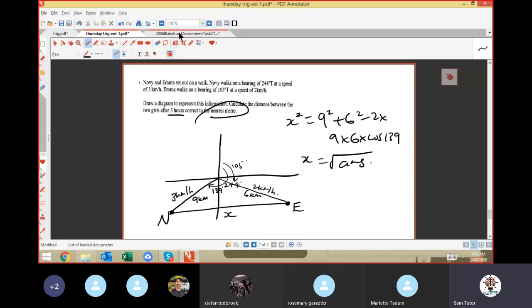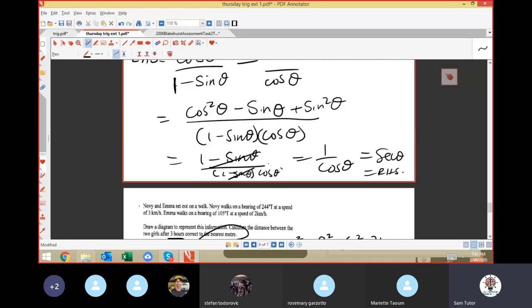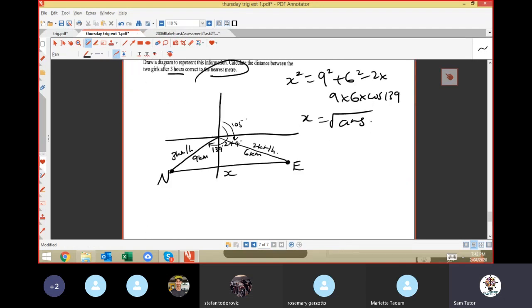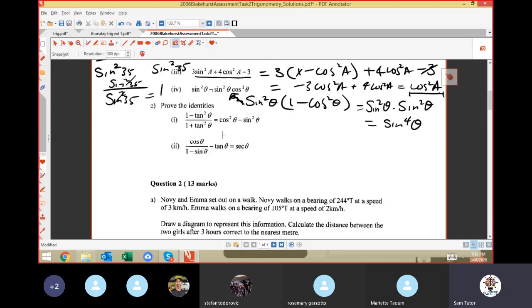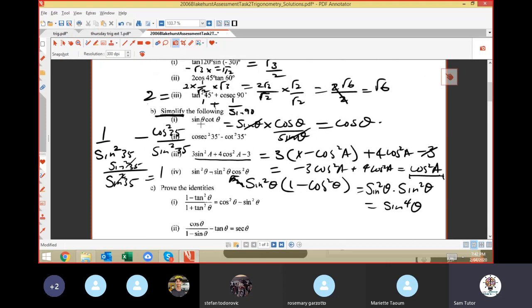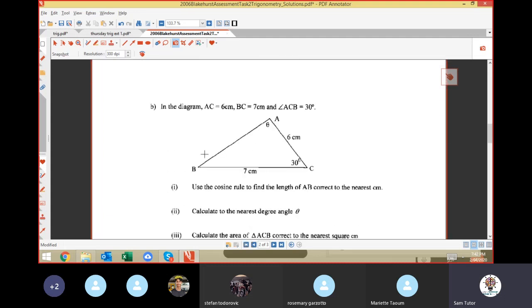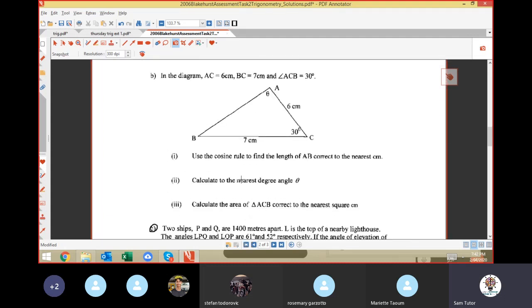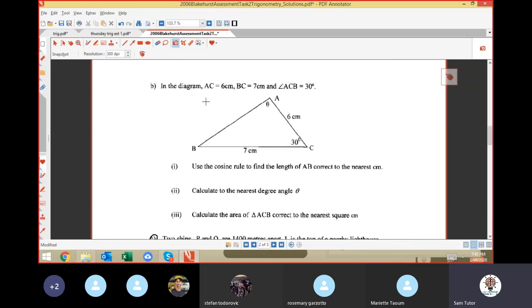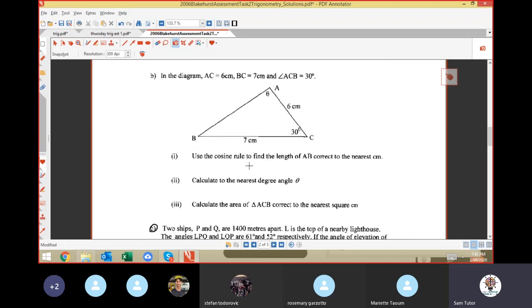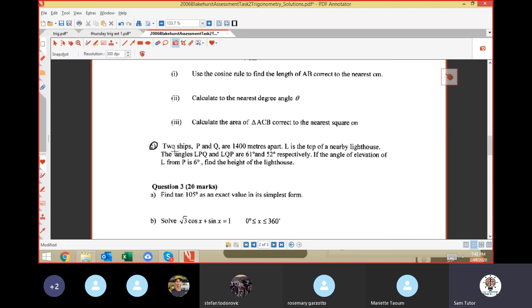Easy. I hope it shows you move away from your textbook questions. You just got to know one of everything. Once you know a little bit of everything, you've got to start doing exam questions. It's the only thing that's going to get you your highest marks. Part B is fairly straightforward. Just use the cosine rule, find the nearest degree, find the area. We haven't done that. We'll be doing the easy stuff next week, so you don't have to worry about that right now.